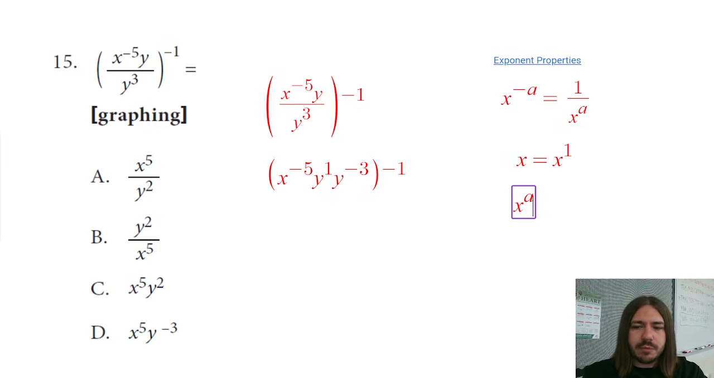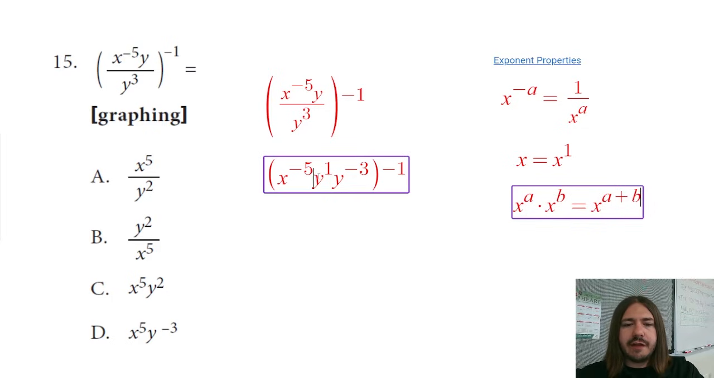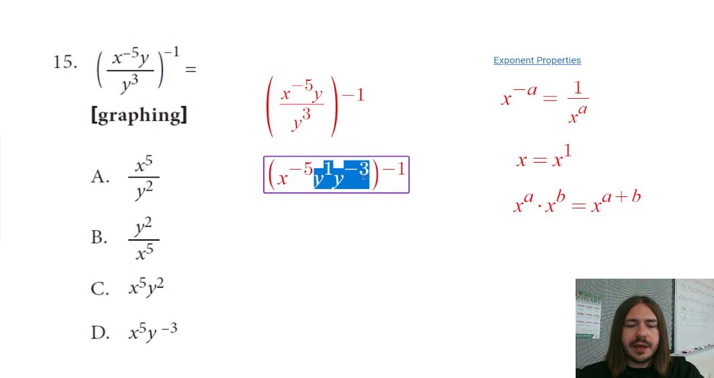But basically, if you are multiplying two powers and they have the same base, the way to combine them is you add the powers up. And so if I have y to the first times y to the negative third, I can add those up, and I get 1 plus negative 3, which is negative 2.